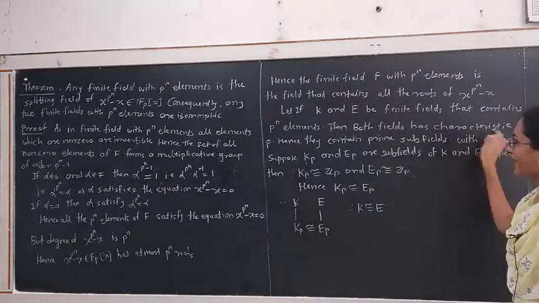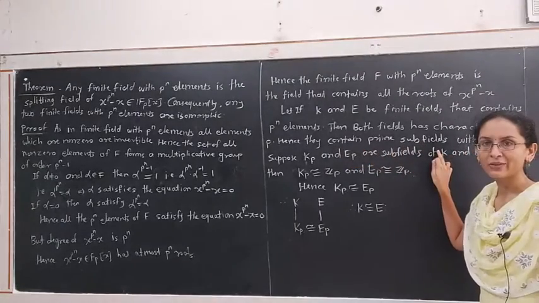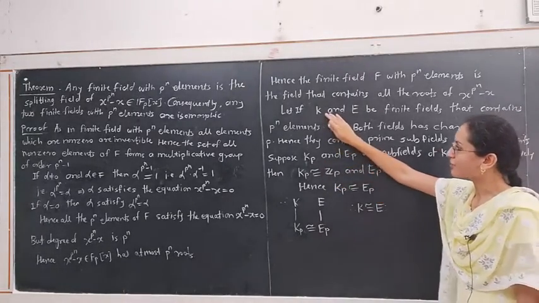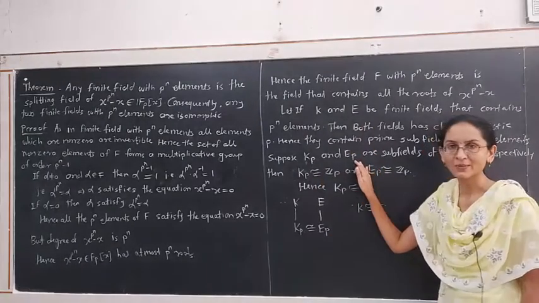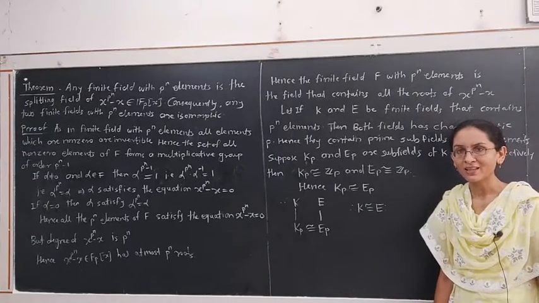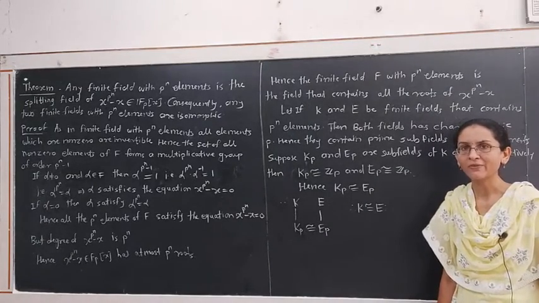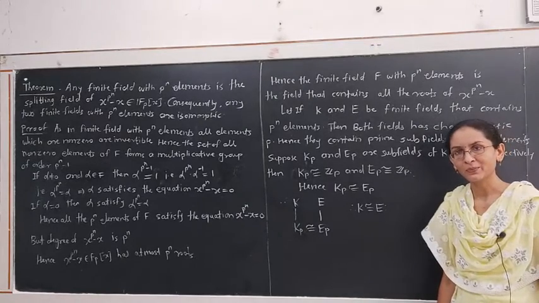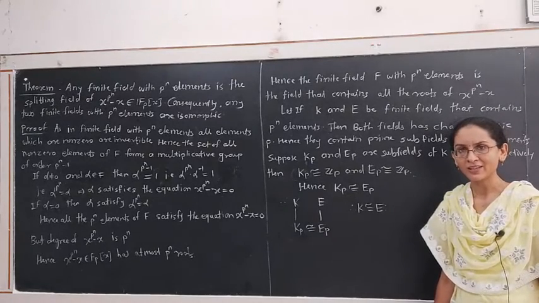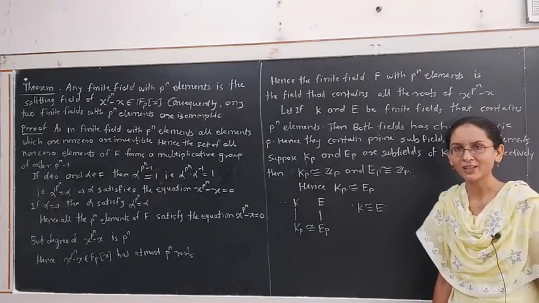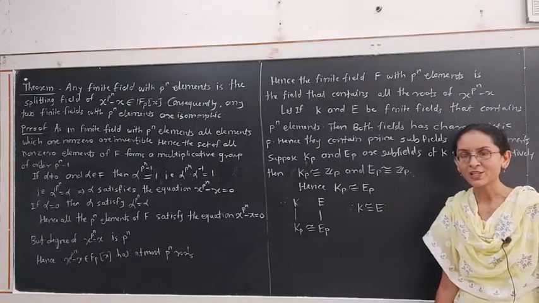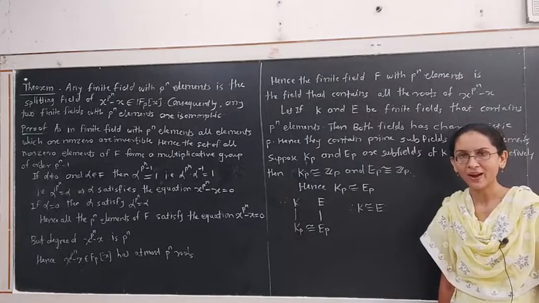Then both the fields have characteristic p, hence they contain prime subfields in the form of Kp and Ep. Suppose K has prime subfield Kp and E has prime subfield Ep. We know the result: if there is any finite field, then it contains a prime field that is isomorphic to Zp. If that field is not a finite field, then it contains a prime field that is isomorphic to the field of rational numbers. If it is infinite, its prime field is isomorphic to the rationals, or isomorphic to Zp if the given field is a finite field.